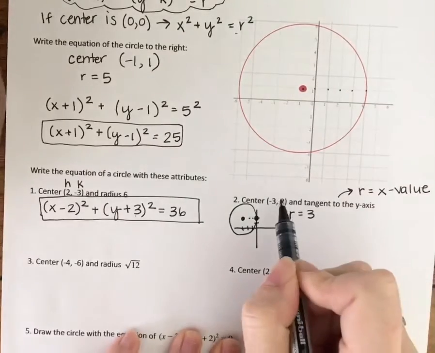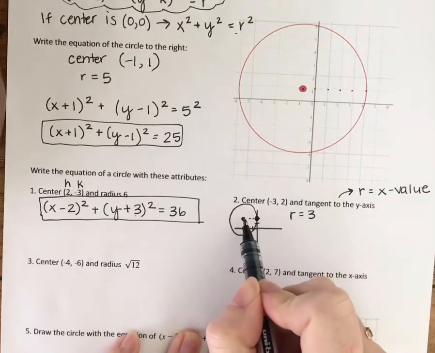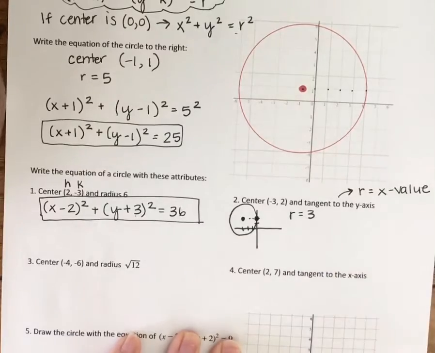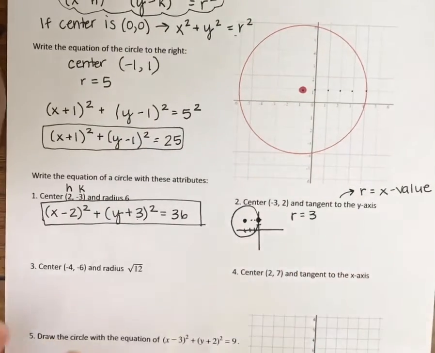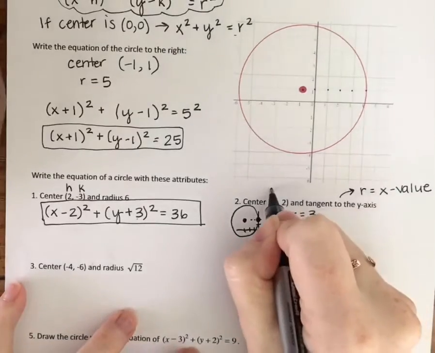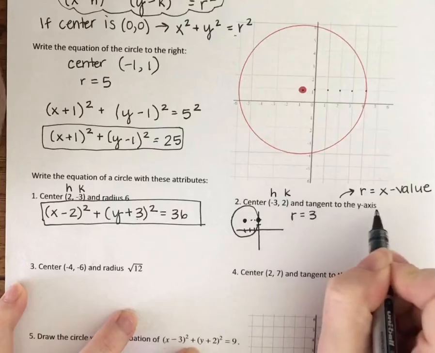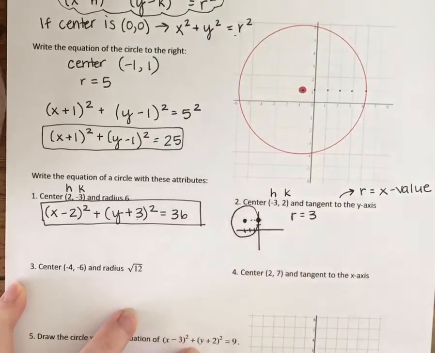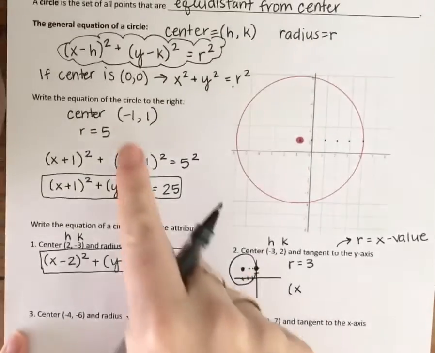Okay, now it is -3 in my center, but the distance from the center to the axis is always a positive number. So -3, 3, our distance is going to be positive, all right? So center, we already have, is my h and my k. If it's tangent to the y-axis, that means I'm going to use the x value for my radius. So now all we have to do is just plug in to my general equation of a circle.